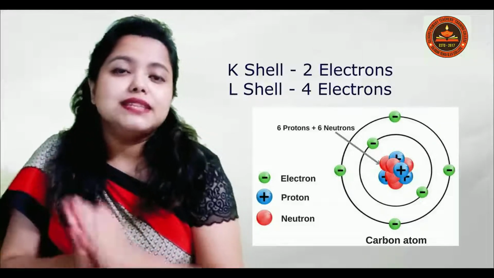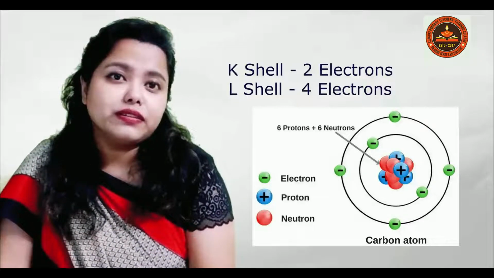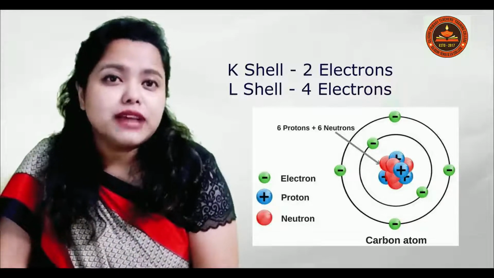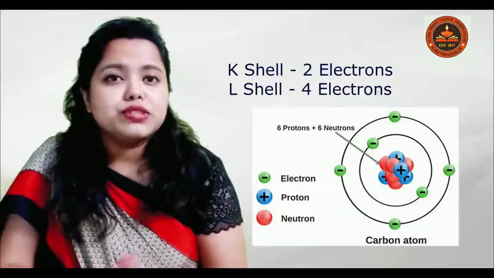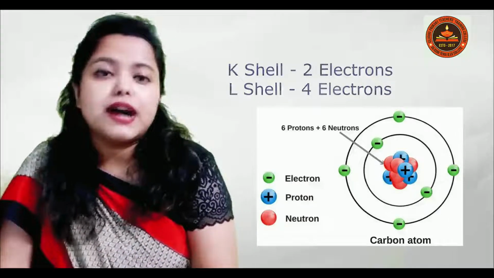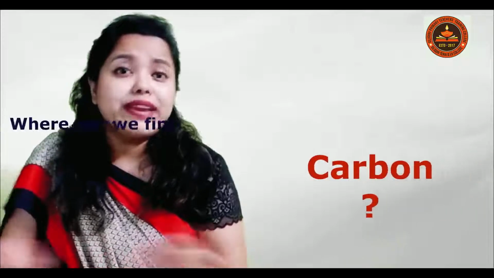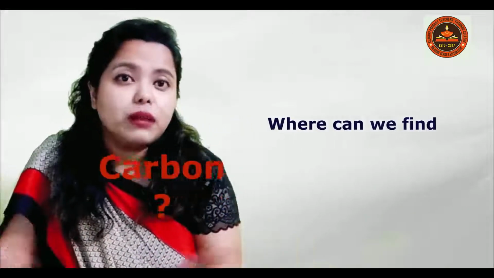So likewise, in the L shell, how many electrons will be there? If it is 6 atomic number, of course it's going to be 4, right? So 4 electrons are present in the outermost shell of carbon. Now, we are going to talk about it a little bit later. First and foremost, we're just going to see where can we find carbon. Where is carbon? Where do we see carbon?